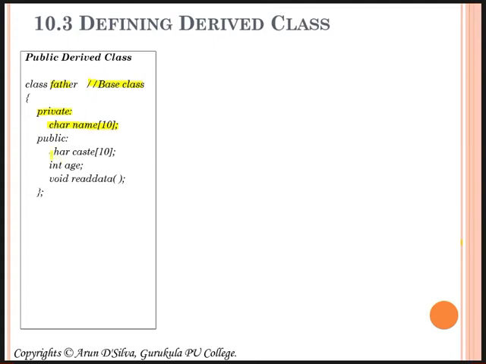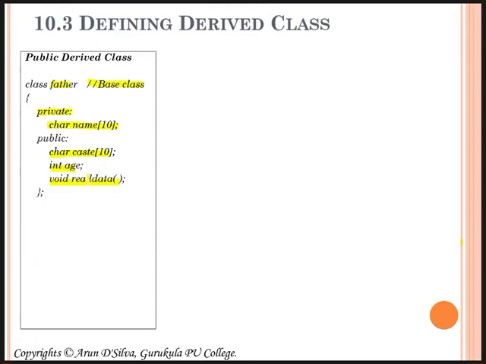In the public section I'll create caste and age. Now here there are 3 member data in this class. The name member data is made private, and the other 2 member data, caste as well as age, we made public, and readdata is a member function that we put in the public section only.